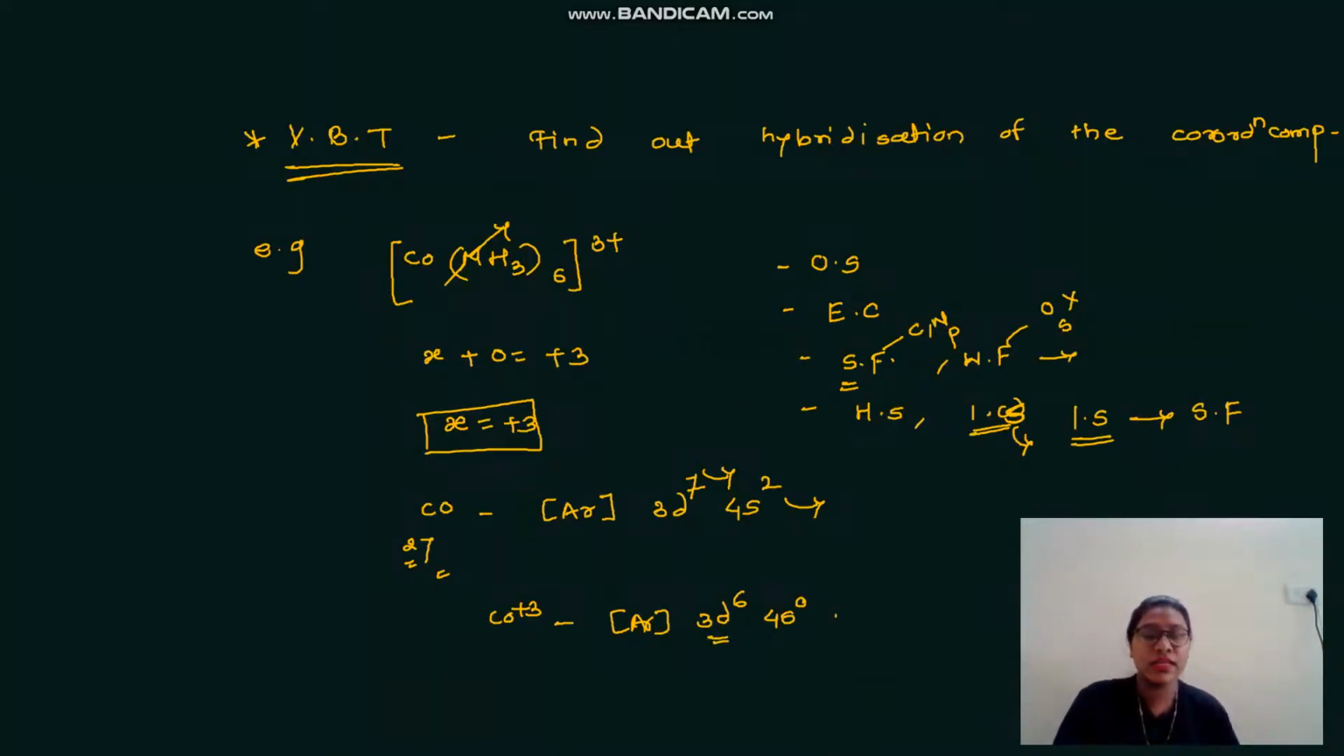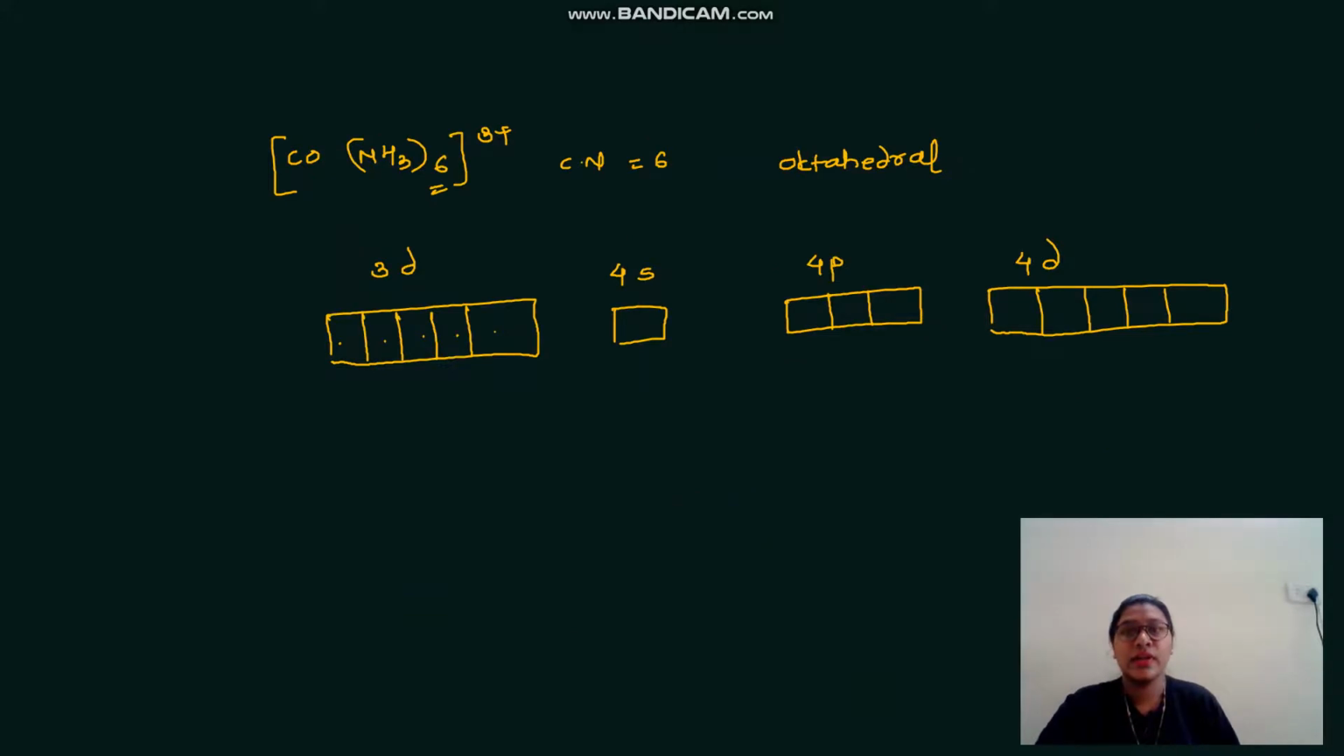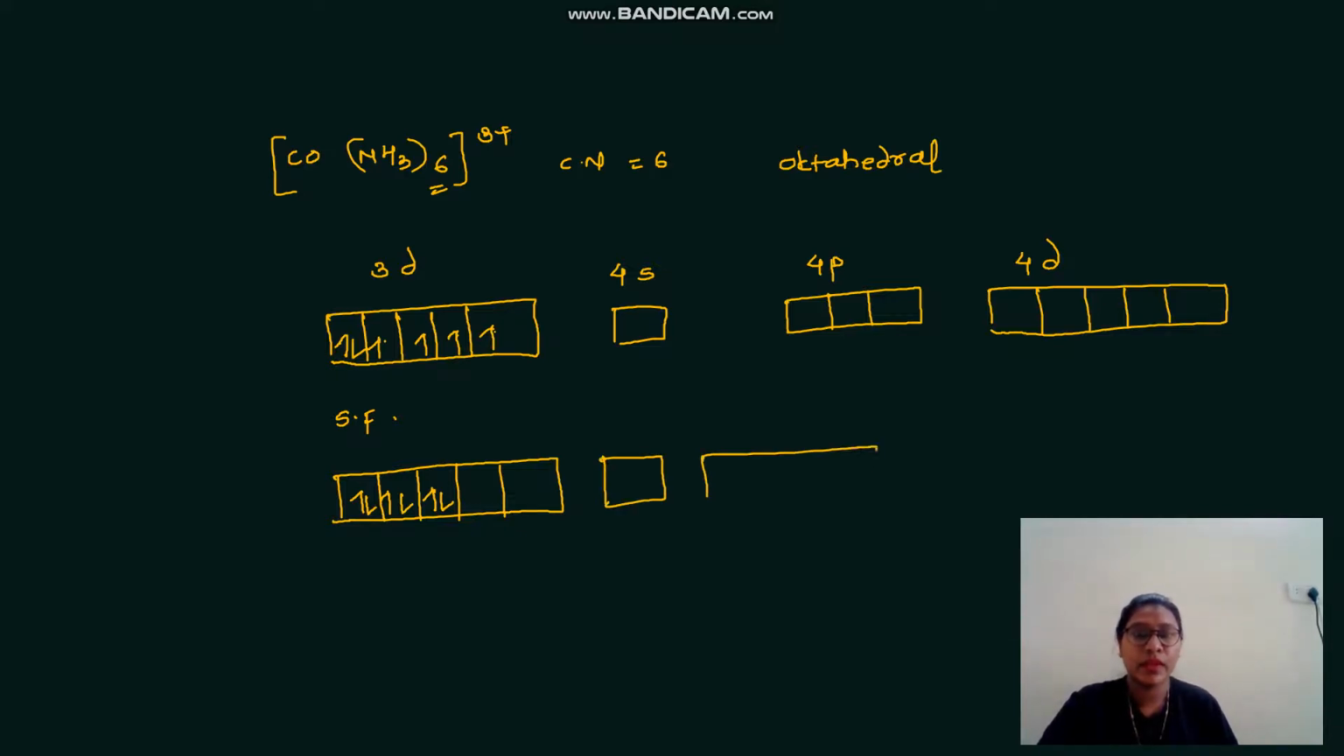The 3d electrons are 6 and the ligand is strong field. Therefore, the pairing of electrons takes place. First fill electrons one by one, then, because this ligand is strong field, pairing of electrons takes place. Here 1, 2, 3, 4, 5, then 6. Why does pairing of electrons take place here? Because the ligand is strong field.